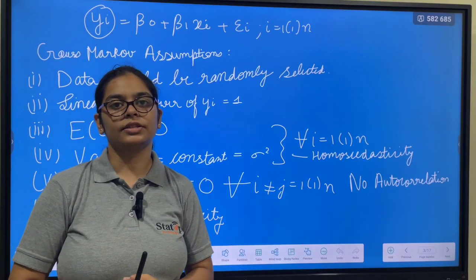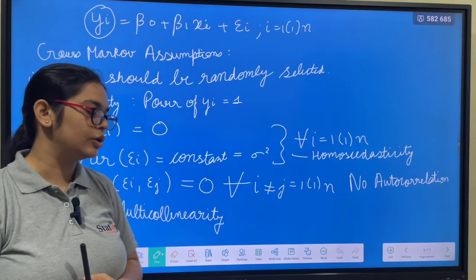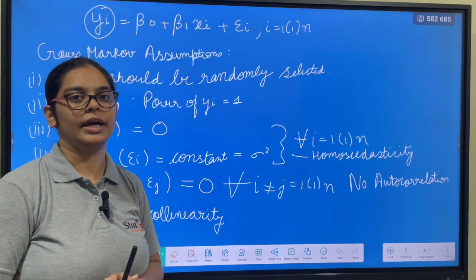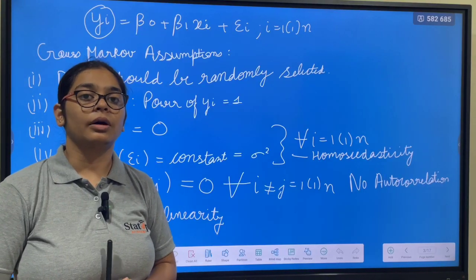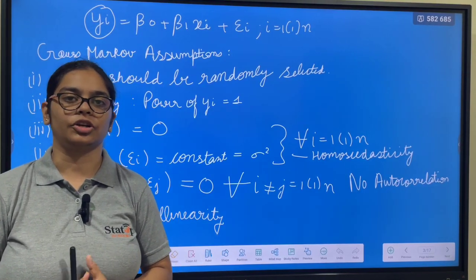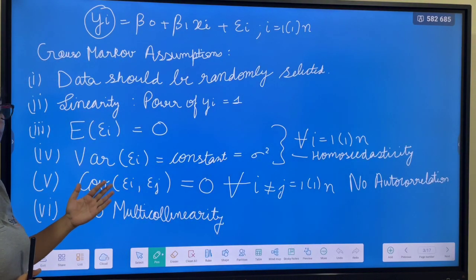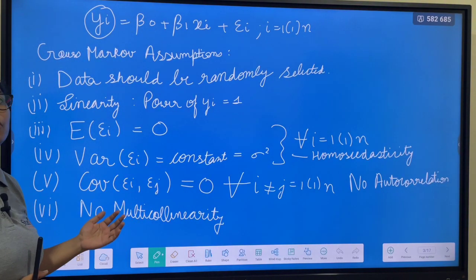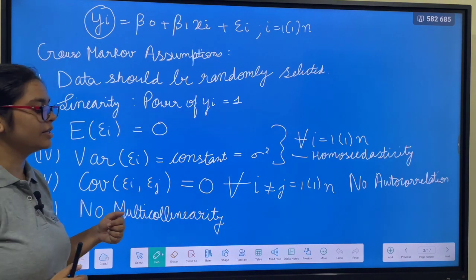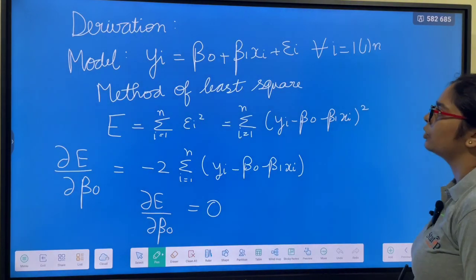This property is known as no autocorrelation. Covariance between two error terms should always be equal to 0. And the sixth property is there shouldn't be any multicollinearity. That is, any two independent variables should not be intercorrelated with each other. If our model satisfies these assumptions, then only our model exists and we can perform derivation on the model. So since we have taken these assumptions, we can start deriving our model.